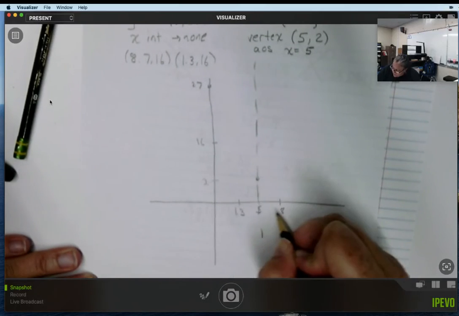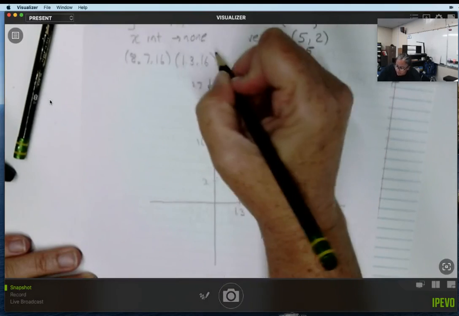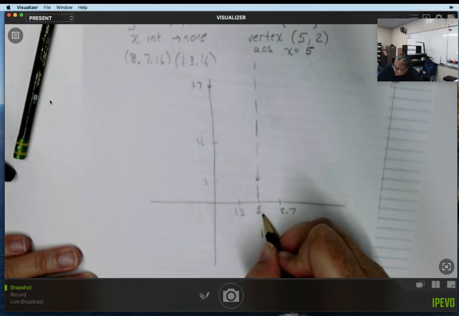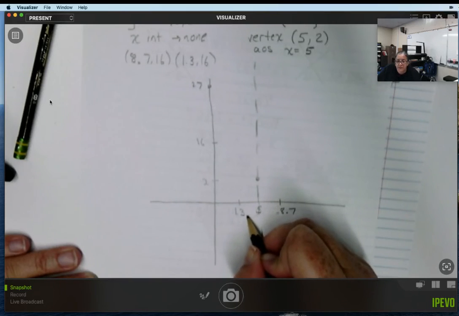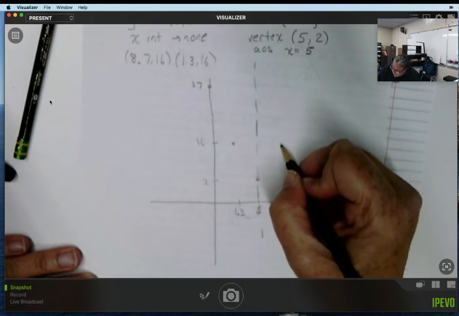These should be equal distance. 8.7 and 1.3, they are the same distance from 5. This is plus 3.7. This is minus 3.7. So it did actually work, and both of those line up with 16.